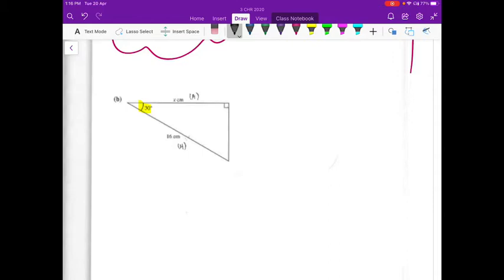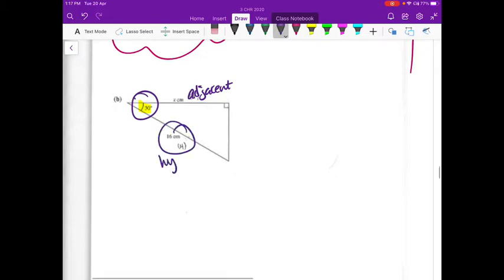Fauzi, what is this side called? Adjacent. So we are trying to find the adjacent, and we are given an angle. Ziguan, what is this side called? Okay, hypotenuse. So with the adjacent and hypotenuse, which trigo ratio should we be using?